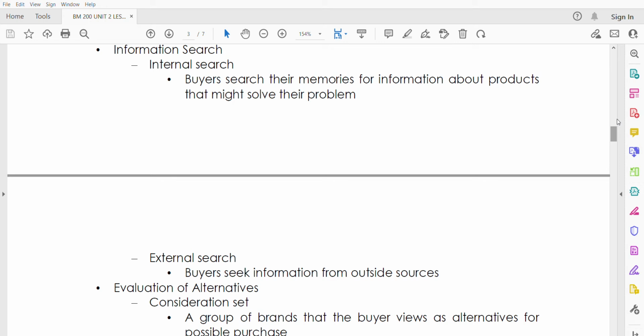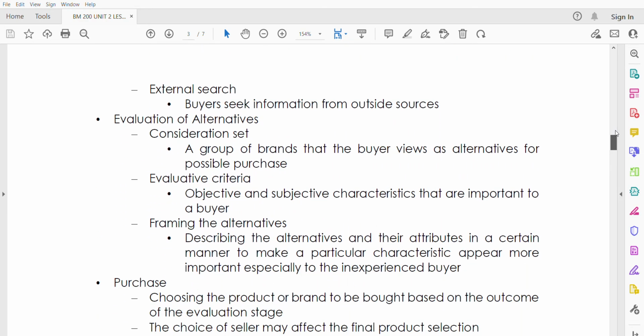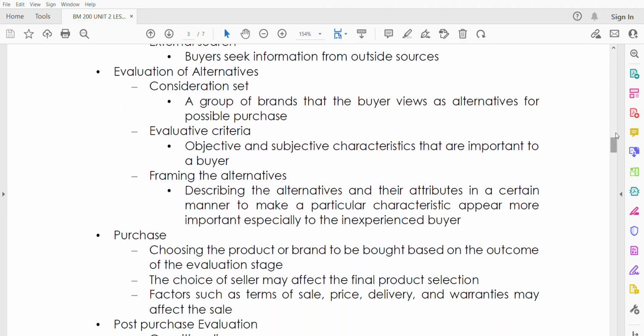Once you've identified or recognized your problem and you've done research on the specific products that you want, that is the time you enter the third stage, which is evaluation of alternatives. So, you start with consideration set. So, a group of brands that buyer views as alternatives for possible purchase.